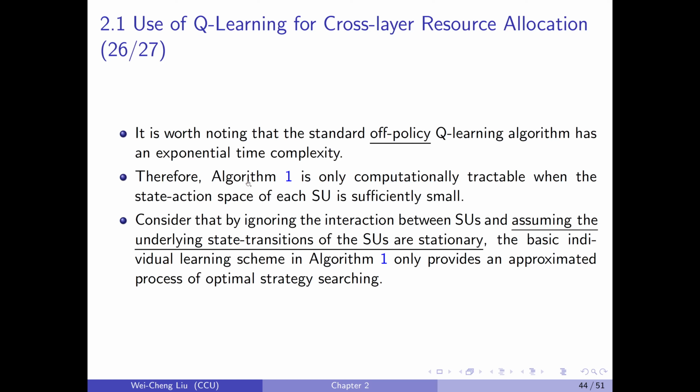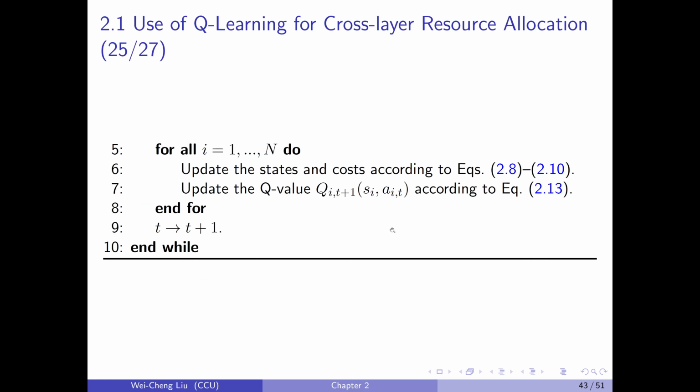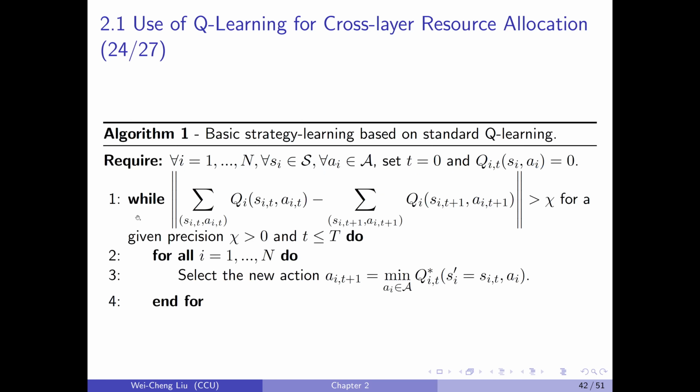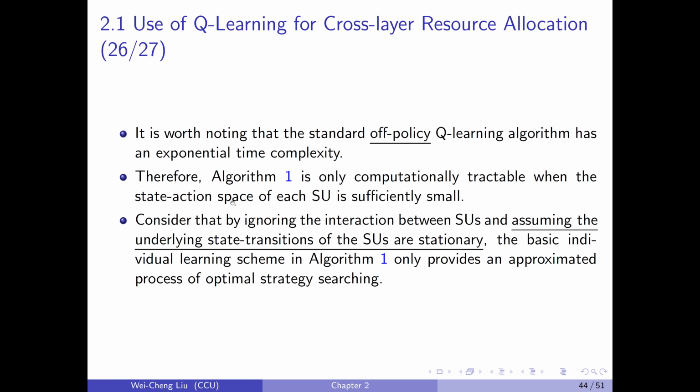Therefore, algorithm 1. Let us see algorithm 1 again. It is this algorithm, basic strategy learning based on standard Q-learning. It is a 10-line algorithm, and I have explained it before. Therefore, algorithm 1 is only computationally tractable when the state action space of each secondary user is sufficiently small.